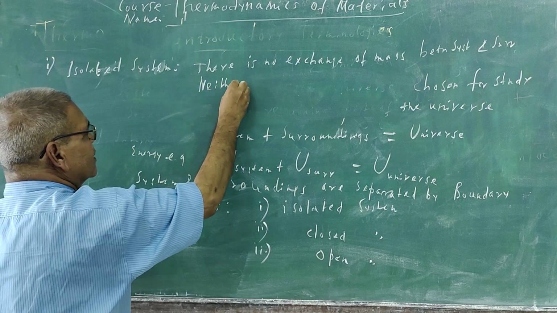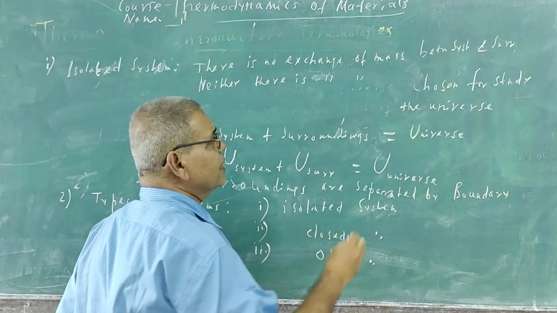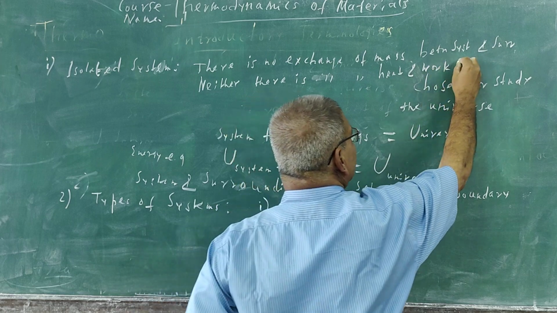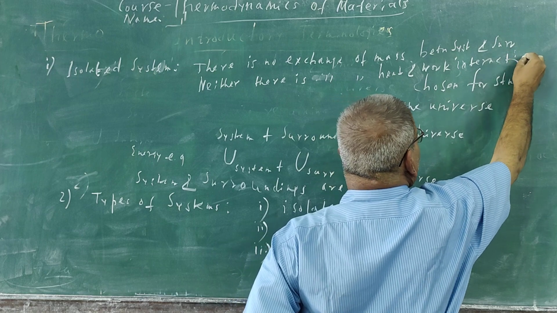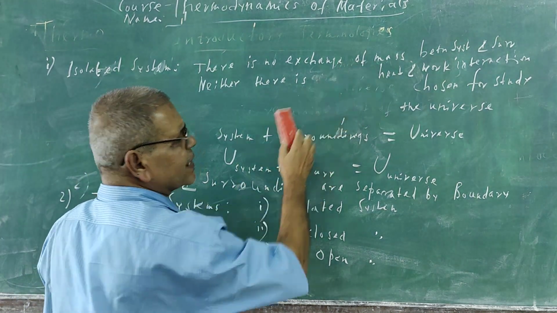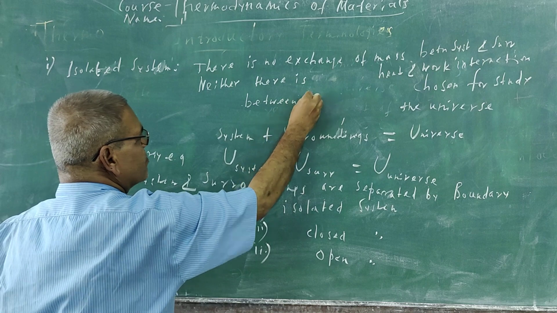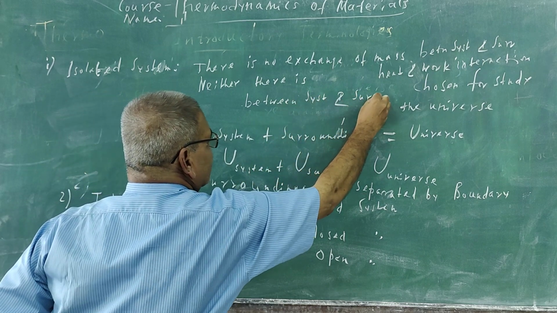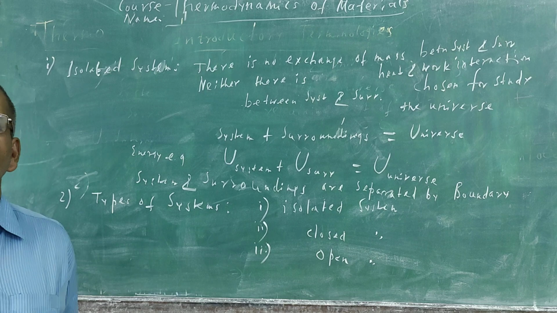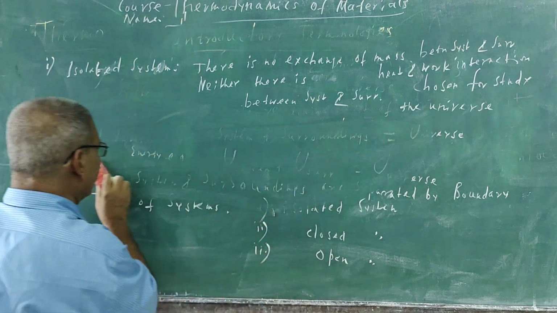Neither is there exchange of heat and work interaction between system and surrounding. Very important: isolated means no interaction with surrounding. No heat, no work, no mass. This is it. Then I will give an example.